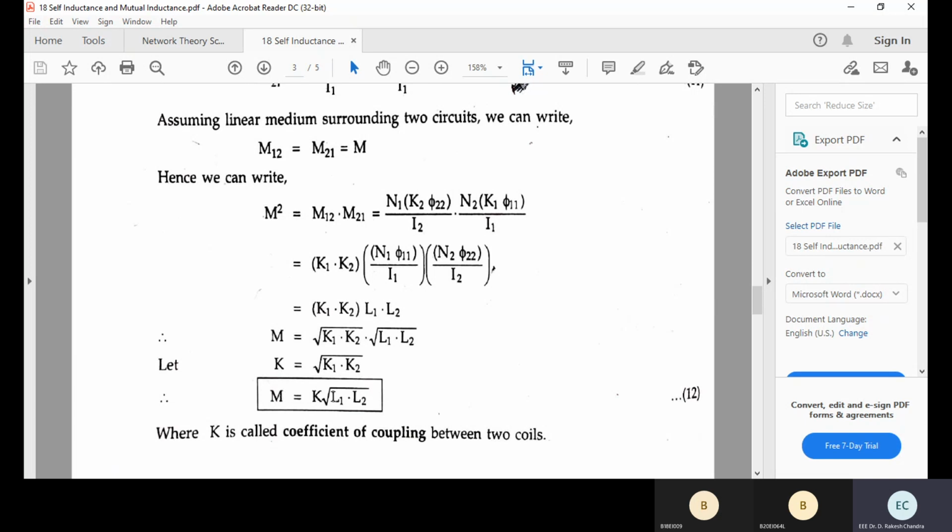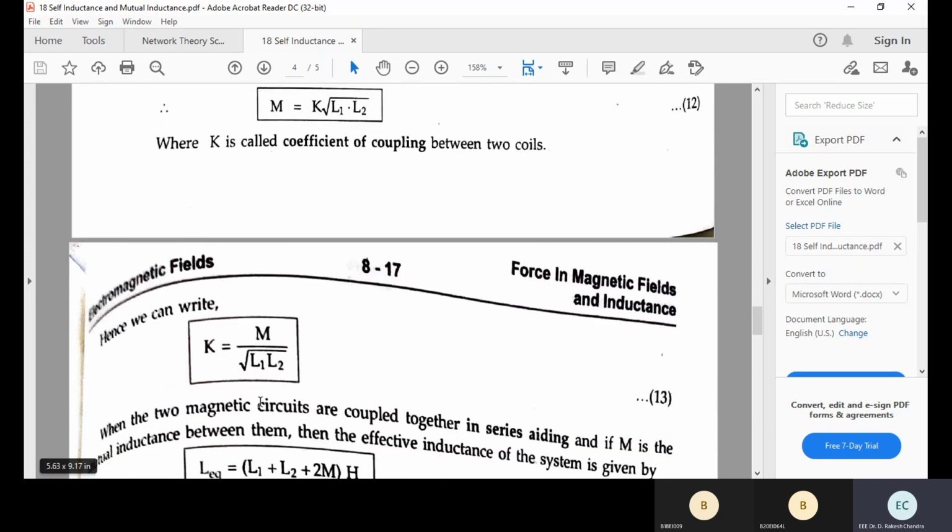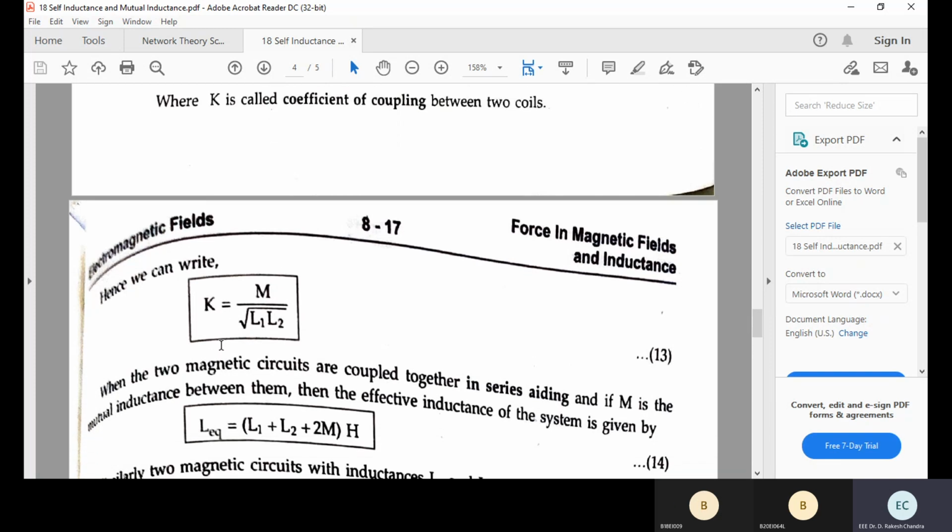Finally, you can define M is equal to K into root L1 L2. K is equal to M by root L1 L2. The coefficient of coupling is always the ratio of mutual inductance to the square root of the product of the self-inductances. Always remember that the coefficient of coupling value is less than 1. In the ideal case, K is equal to 1.